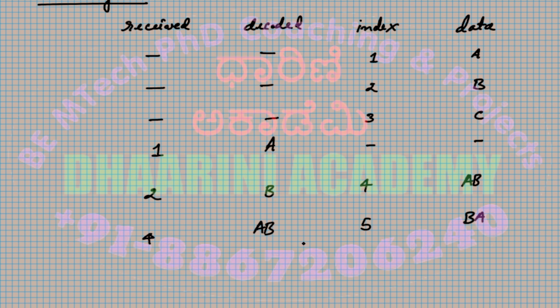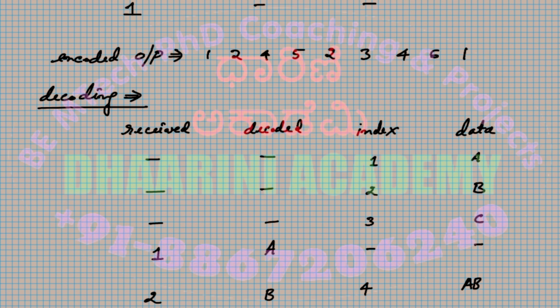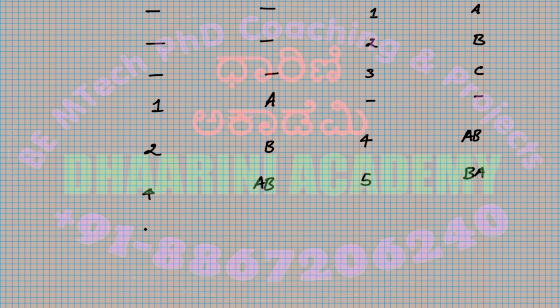All right, that's great. Just see what you receive next. After 4, it's 5. So the next one is 5. 5 is BA. So it is the complete previous data plus the first letter. So that is 6. It is A, B, B.